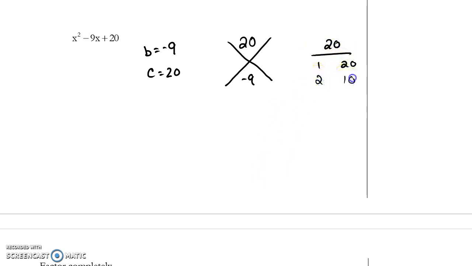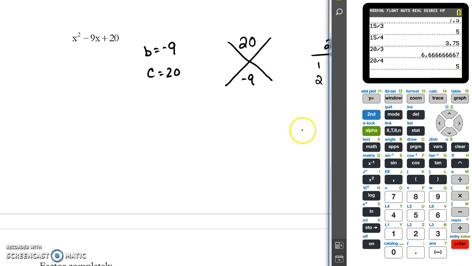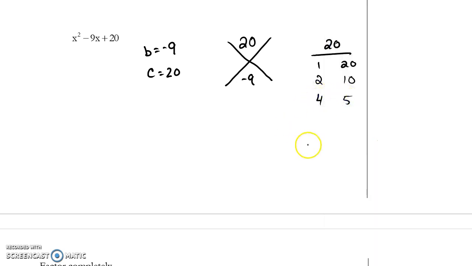That's 2 times 10. Again, if I want to keep checking, I can keep checking. 20 divided by 3, decimal doesn't work. 20 divided by 4, oh, it's 5. So it's 4 times 5. And I already have 5. I don't have to check it. Now I check my addition. 21, 12, 9. None of it works.